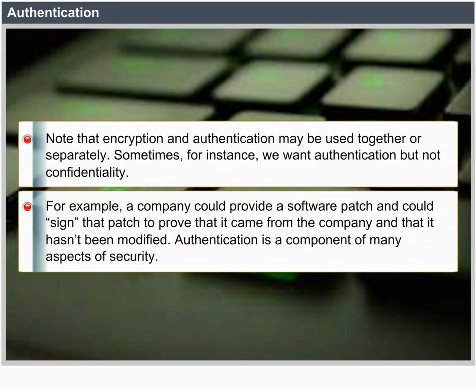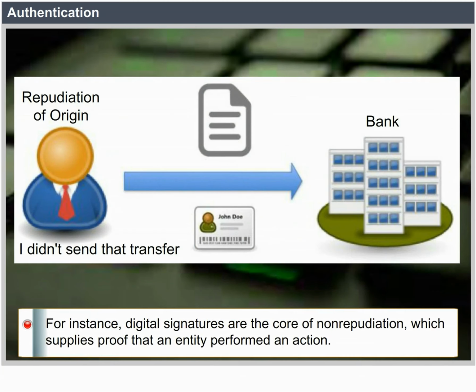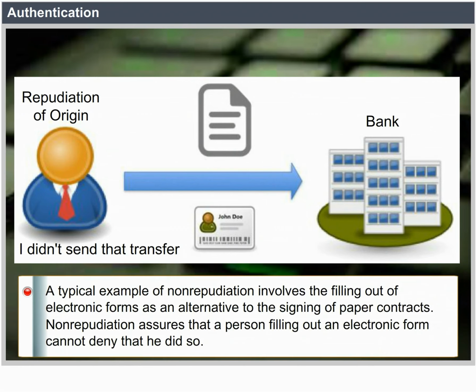Authentication is a component of many aspects of security. For example, digital signatures are the core of non-repudiation, which supplies proof that an entity performed an action. A typical example of non-repudiation involves the filling out of electronic forms as an alternative to the signing of paper contracts. Non-repudiation assures that a person filling out an electronic form cannot deny that he did so.